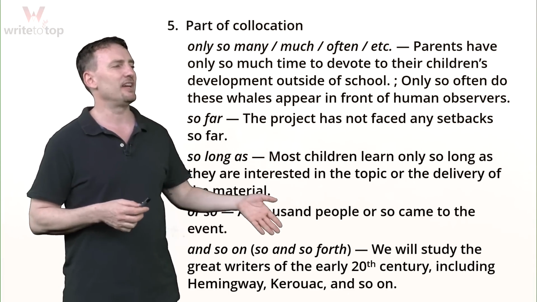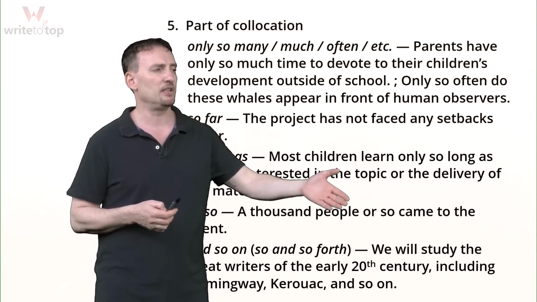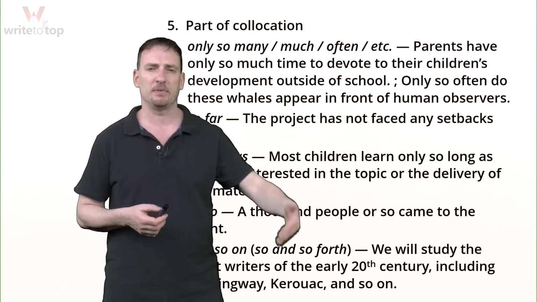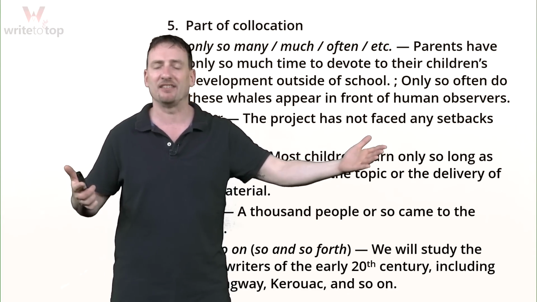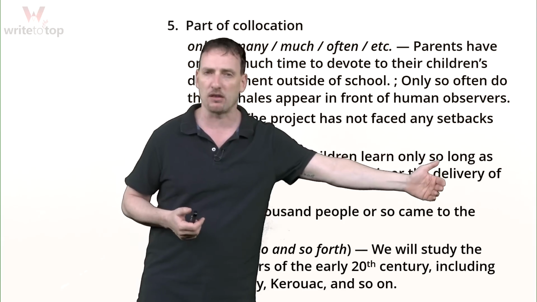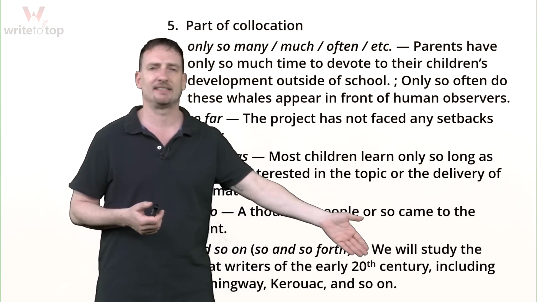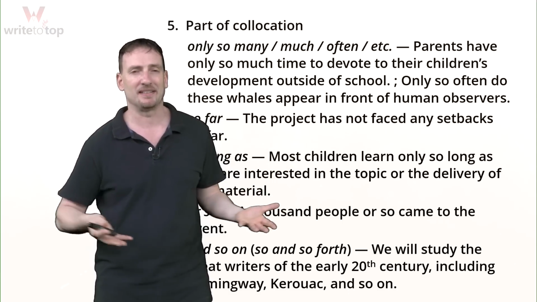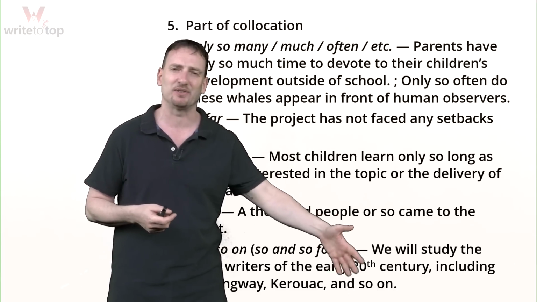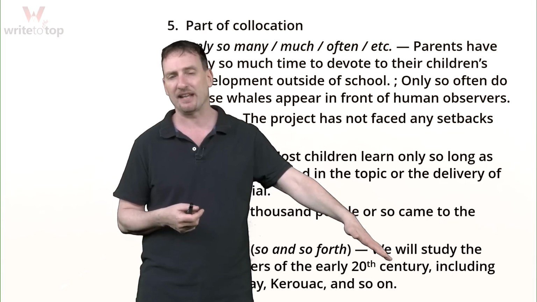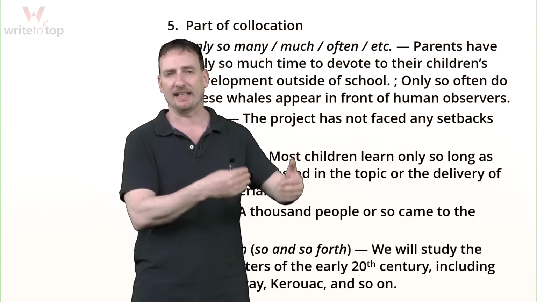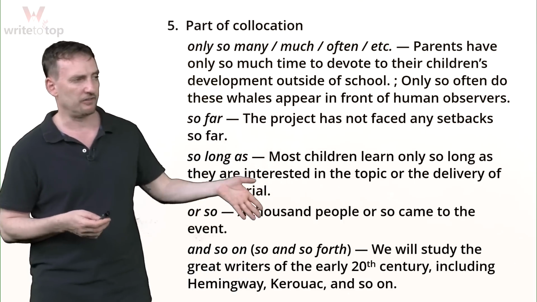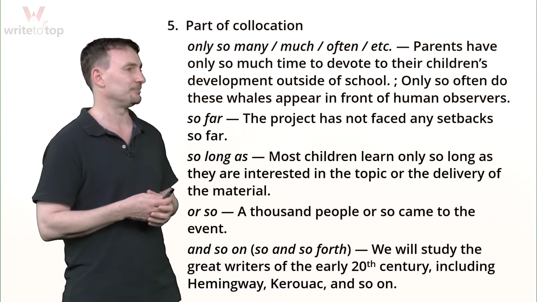We will study the great writers of the 20th century, including Hemingway, Kerouac, and so on. And so on means there's only so many great novelists, and we're gonna study all of them. If I say etc., well, it's unlimited, and there's only a limited number. I can't actually technically use etc. here. I should be using and so on because there's a finite number. There's a limited number of great writers of the early 20th century.